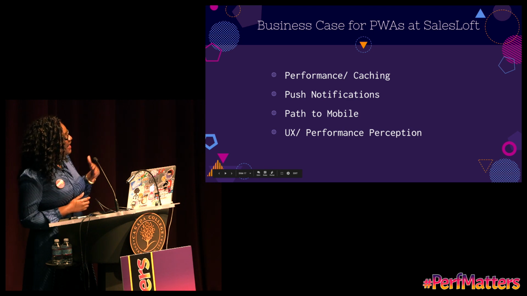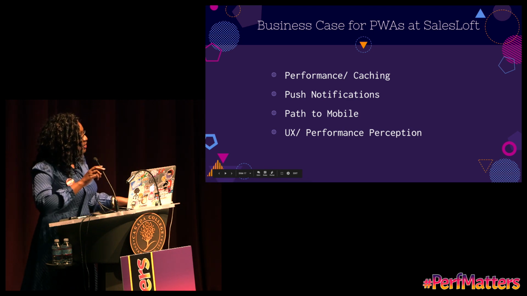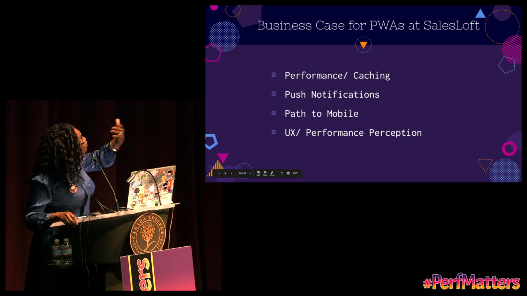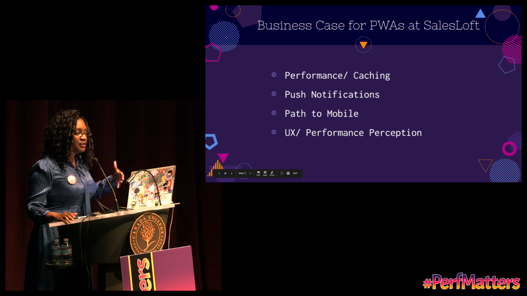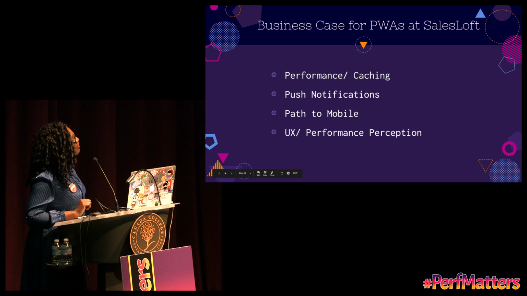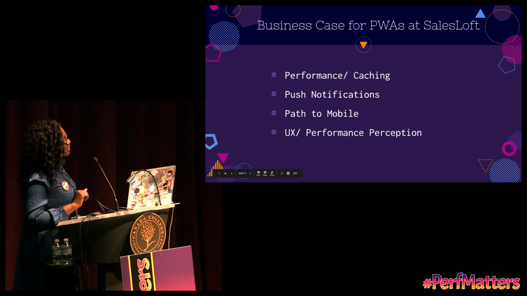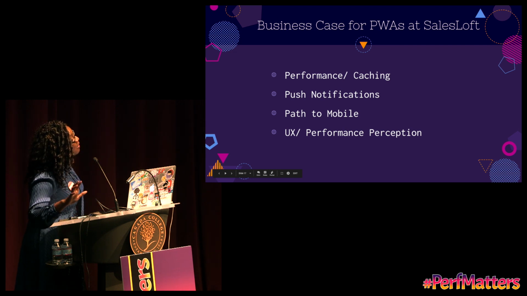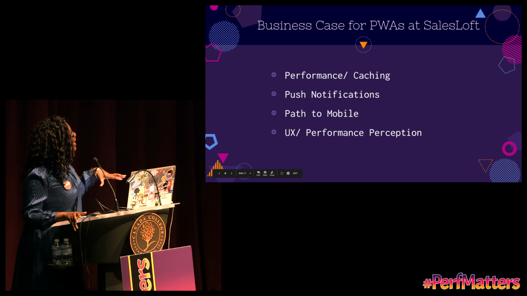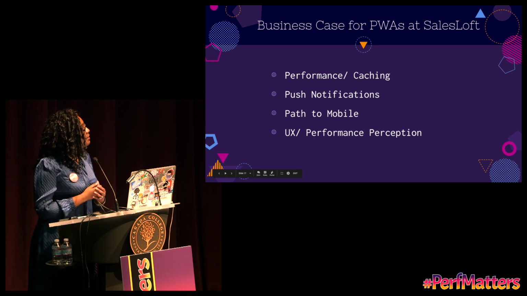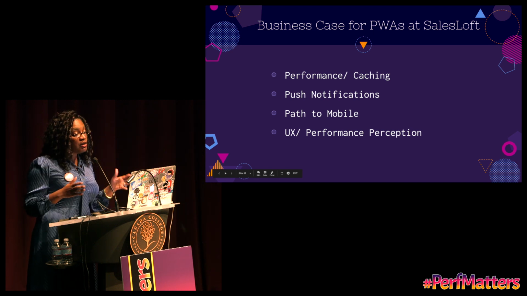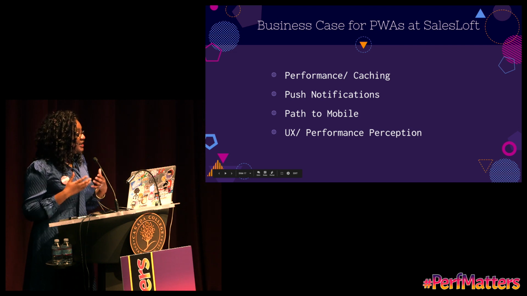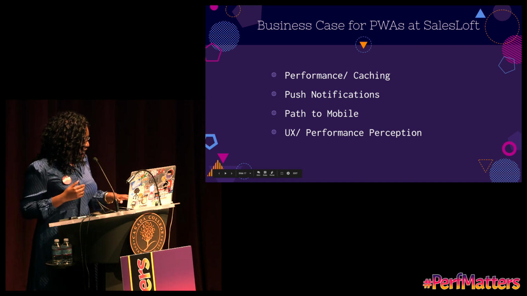So just examining some of the business cases for using progressive web apps at SalesLoft, or kind of moving in this direction. One thing was performance and caching. We knew that that was something we were going to get and going to be working towards with progressive web apps. We just didn't understand how big it was going to be. Push notifications, we use push notifications currently in our app. A pathway to mobile, and also UX and performance perception. So making sure that even in situations where you might have low connectivity or no connectivity, the app still looked like it was working and still looked like the user could start to interact with it.